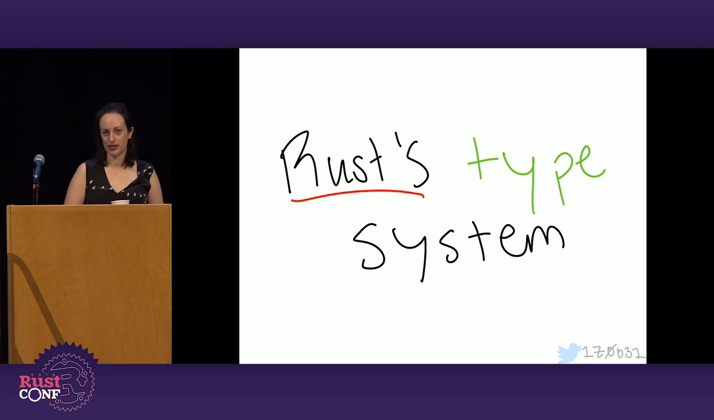Go is getting generics. Still a bit unclear what their generics are going to look like, but they'll have generics. I really like Rust's type system, but the general factor of a type system versus no type system.